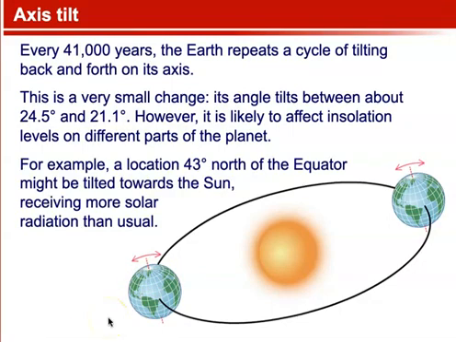A location 43 degrees north of the equator might be tilted towards the sun, receiving more solar radiation than usual with a greater tilt during one specific season. Whereas in the opposite season, we would end up with a more pronounced tilt away from the sun.